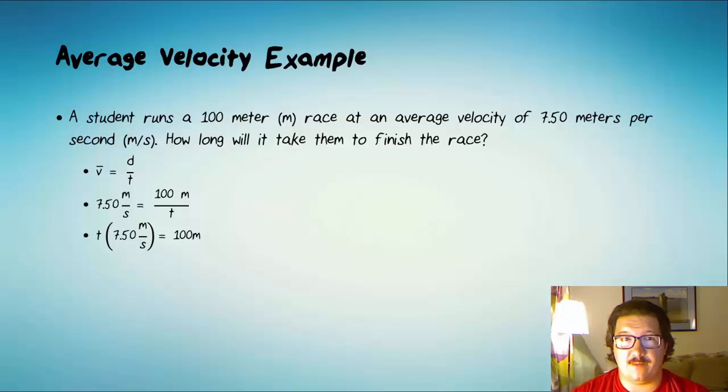Either way, we end up with t times 7.5 meters per second equals 100 meters. And when we divide by 7.5 meters per second, we find out that the time it took the student to run the race is 13.3 seconds.